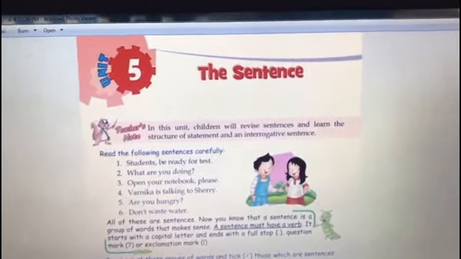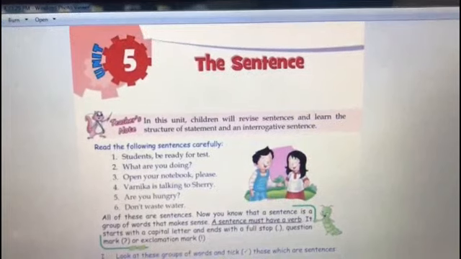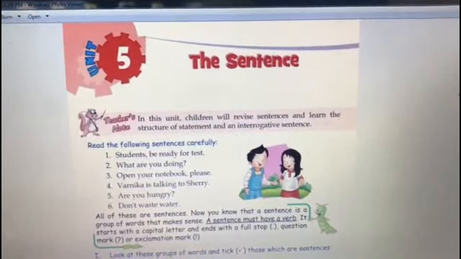Good morning, class. Today we are going to do the grammar portion and we will move ahead with chapter 5, the sentence.